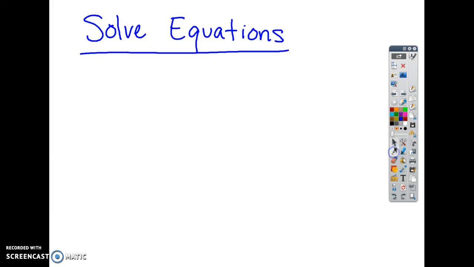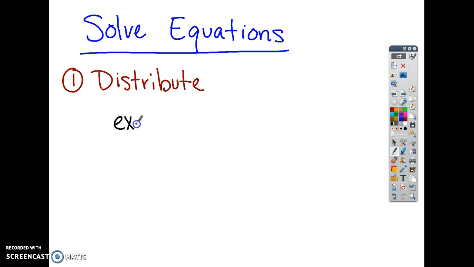Okay, so yesterday we started notes on solving equations and what steps we need to take whenever we're solving equations. This video is just on those notes, just in case you need a refresher or you weren't here yesterday. Step number 1 is to distribute, and that only happens if you have parentheses.